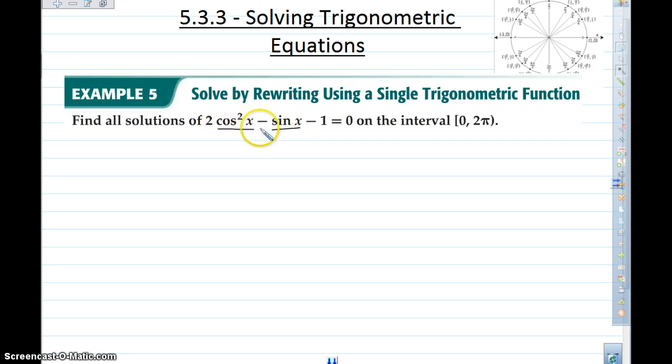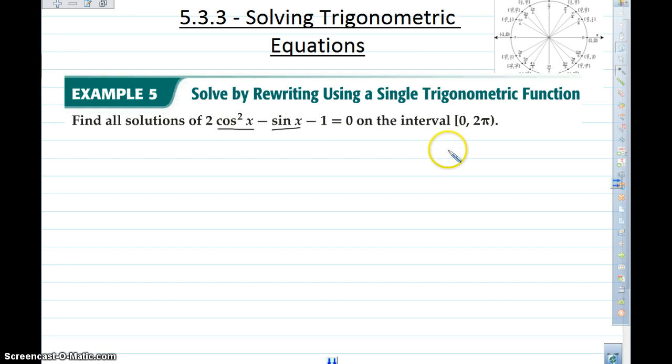Cosine and sine are not compatible. We can't combine these types of terms. We can't even factor them because they're not alike. Fortunately, we know our identities from chapter 5, section 1, and so we can change cosine squared or any squared function into another one. And luckily, cosine squared actually changes into sine squared. So I'm going to go ahead and write my identity now.